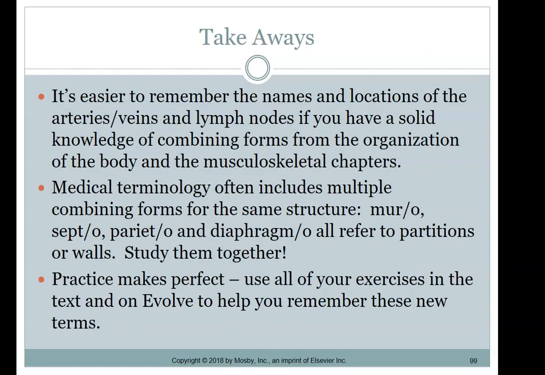The takeaways. It is easier to remember the names and locations of the arteries, veins, and lymph nodes if you have a solid knowledge of combining forms from the organization of the body and the musculoskeletal chapters. Medical terminology often includes multiple combining forms for the same structure, such as mero, septo, parieto, and diaphragmato, which all refer to partitions or walls. We should be studying them together. Practice makes perfect. Use all of your exercises in the text and on Evolve to help you remember these new terms. And this concludes the lecture for the lymphatic system.